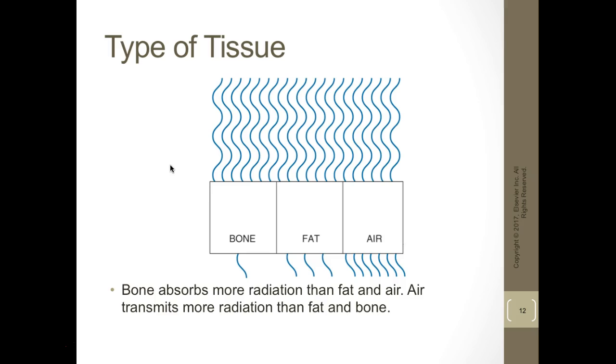So tissue type. This is big because this is going to go into our contrast scales. So bone absorbs more radiation than fat, and air transmits more radiation than fat and bone. So you can see bone is most dense, so it's going to absorb more of your photons. Then fat, and then air. You can see air has the most passing through.